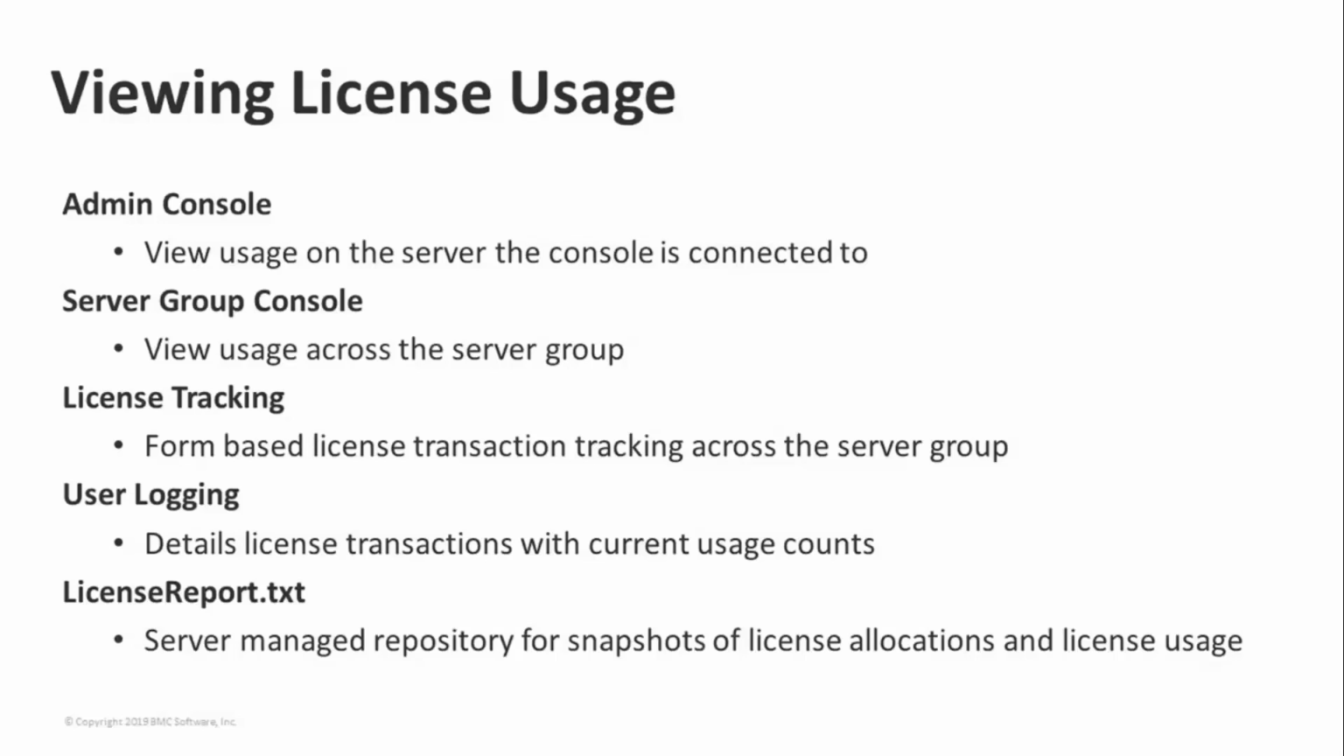There is the license tracking feature, which is a form-based license transaction tracking that works across the server group. And this is an optional feature. There is the old user logging that's been there forever, which details the license transactions with the current usage counts. The user logging is specific to each server, but it does have some server group information in it. And then there's the license report.txt, which is the repository that's managed by the server. In it are snapshots of the license allocations and license usage that are used for auditing of license purposes.